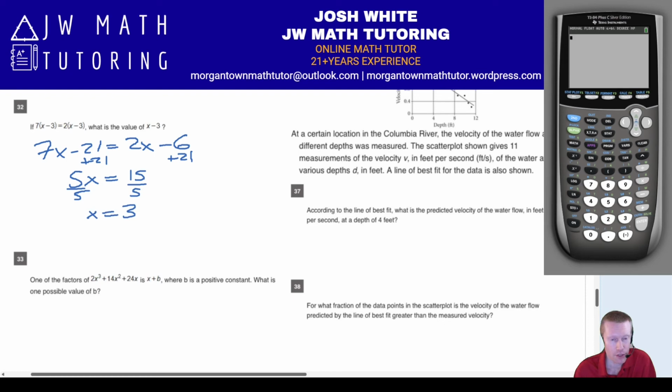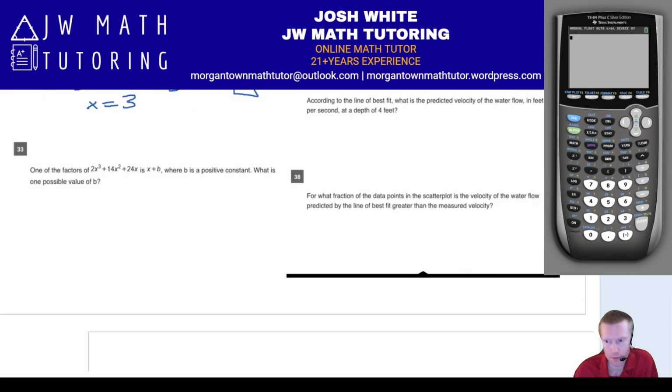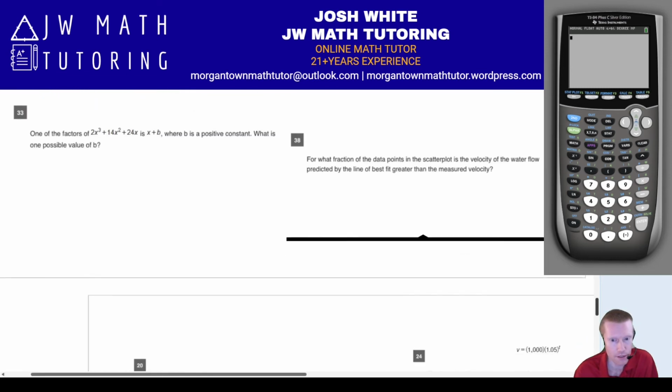And now be careful, they do not want the value of x, they want the value of x minus 3. So 3 minus 3 equals 0. Therefore, the correct answer to this problem is 0. You just grid in 0 and nothing else. Okay, moving on now, problem number 33.